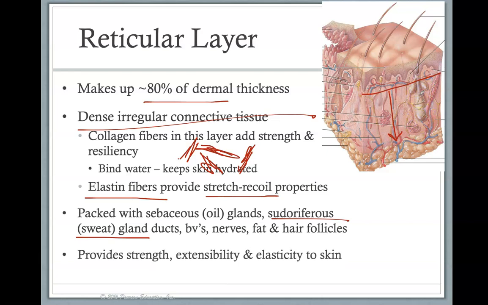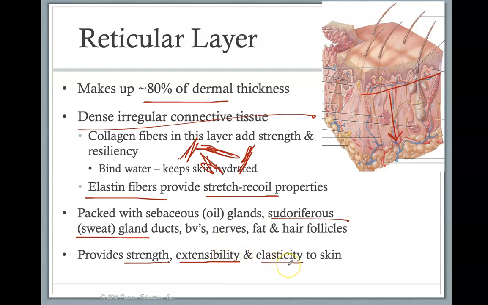Okay. And again, when we talk about this layer, the reticular layer, it's going to provide strength, right? Those lovely collagen fibers are going to provide some strength. And then we also have these two terms that you kind of have to get to know for anatomy and physiology: extensibility and elasticity, okay? Extensibility, you may want to write this down here. Extensibility is simply the ability of something to stretch, okay? So not necessarily its ability to recoil, right? Just its ability to be able to stretch. That's extensibility.